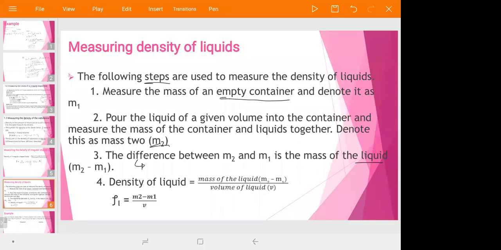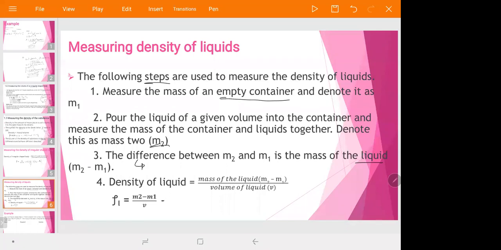If such a question is given, don't interchange it with how we find the density of an irregular shape. For example, to find the density of an irregular shape, you calculate the mass over volume 2 minus volume 1. But for the density of liquids, it is mass 2 minus mass 1. They are different, okay?